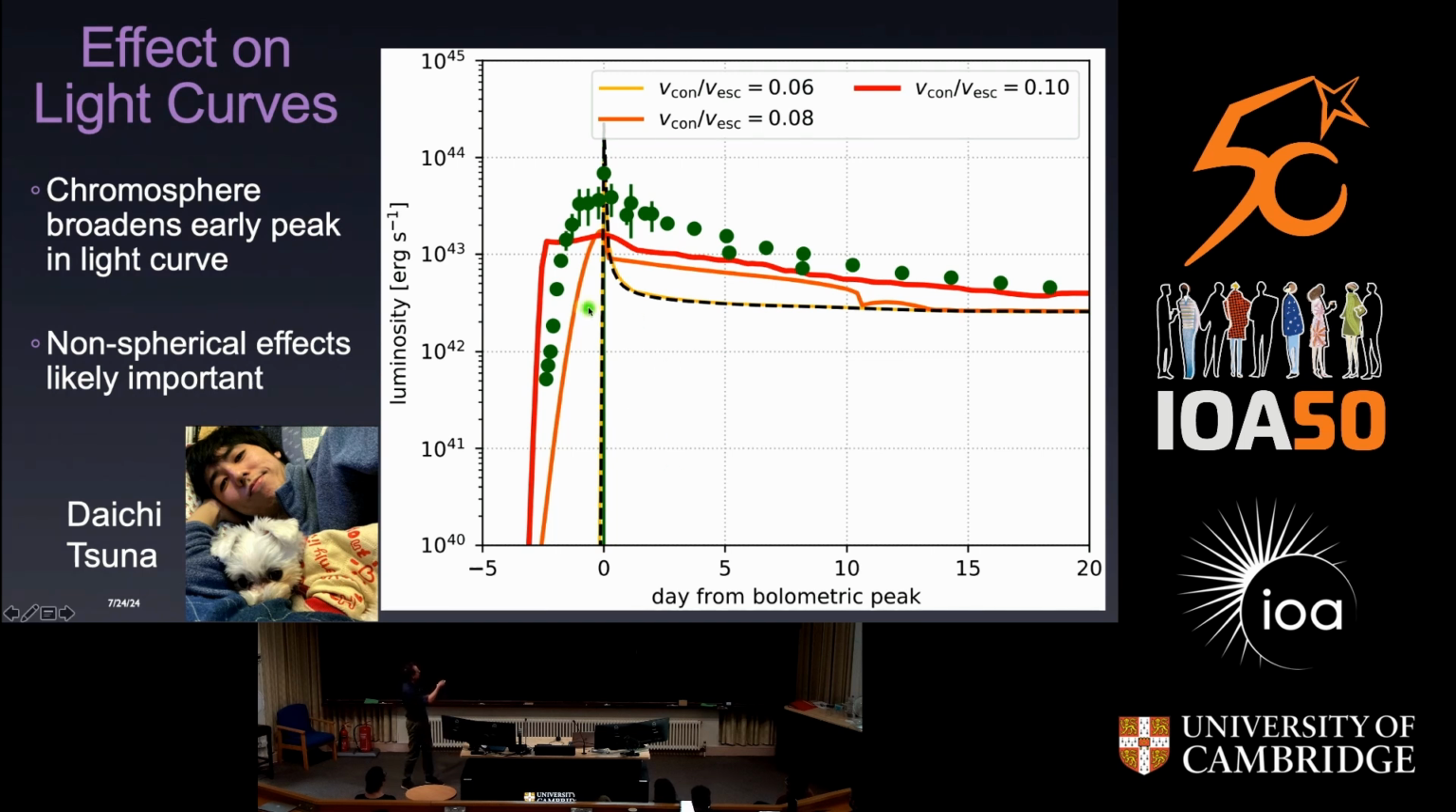So these are some simple explosion models of our red supergiant models run by Daichi Suna, who's a postdoc at Caltech. The model without any chromosphere is this black line. The data we're comparing to is the famous supernova 2023ixf. The data is these green circles. You can see this model without any chromosphere totally doesn't match the data at all. But with a fairly dense chromosphere, the orange or red lines, you get much closer. You broaden this initial peak at shock breakout, and you get much closer to explaining the light curves and probably the spectra of these events, although we haven't modeled that yet.